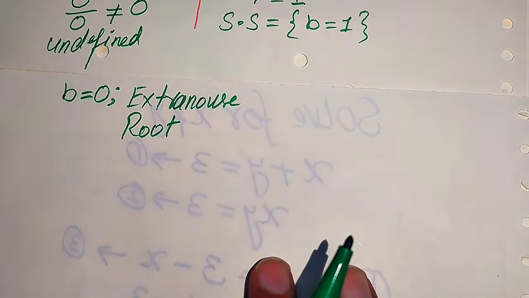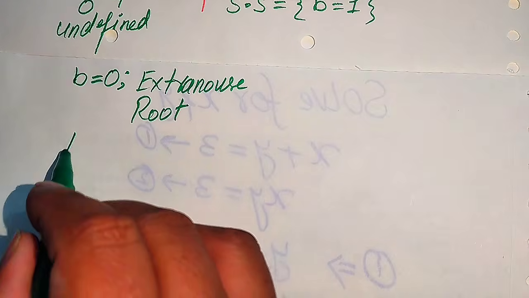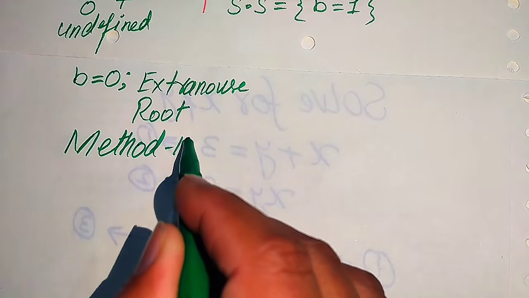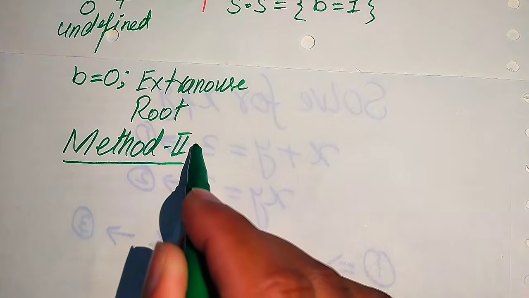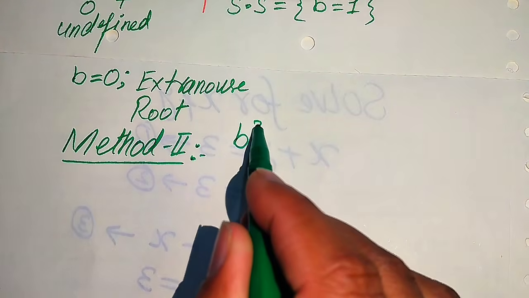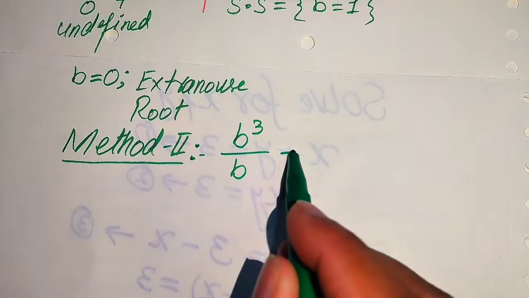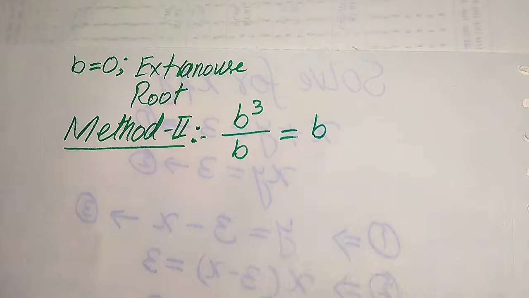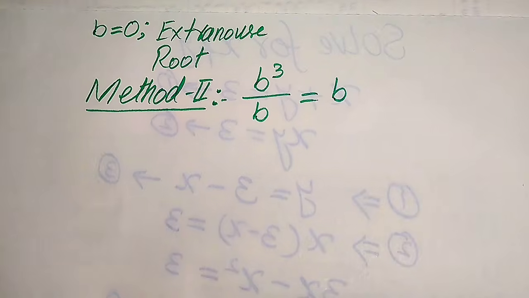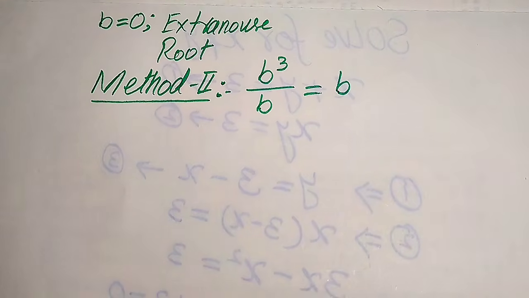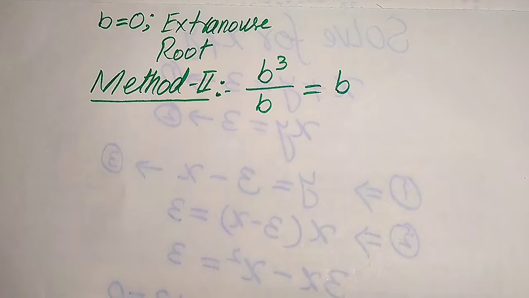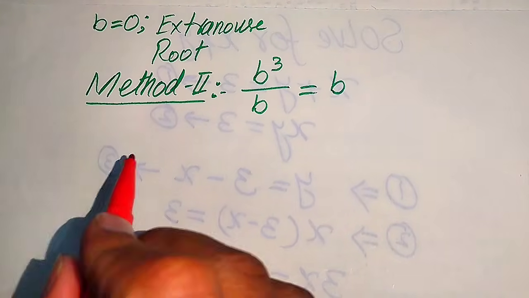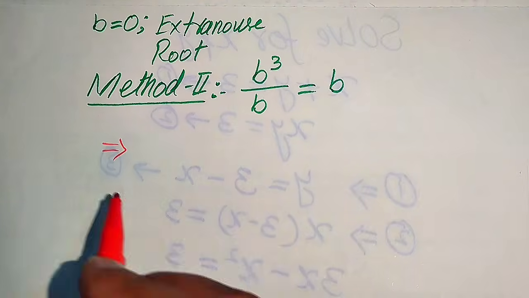And now we again solve this problem by the second method. Here for the second method we need to copy down the given question statement, and our given question statement is b cubed divided by b equals b. Here we use another technique to find the values of b. So for this we use the nice exponential law.